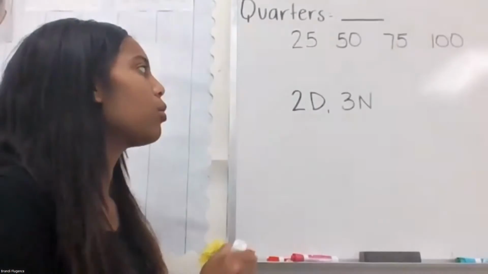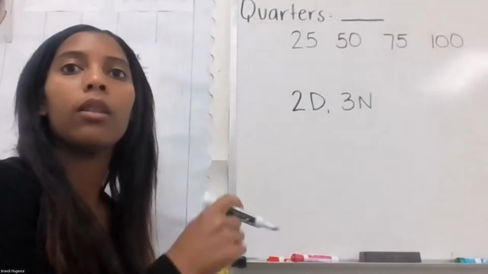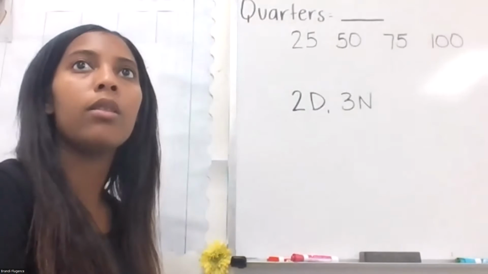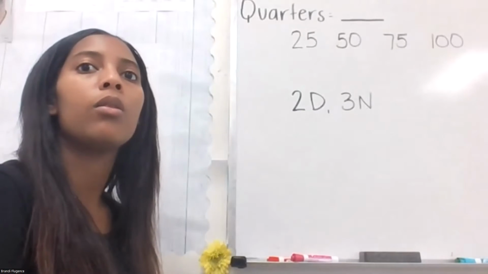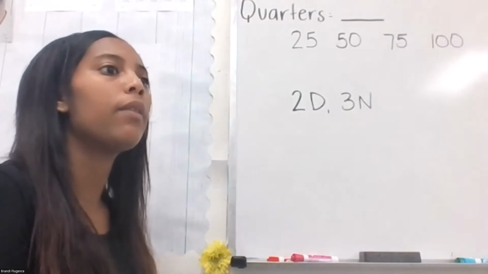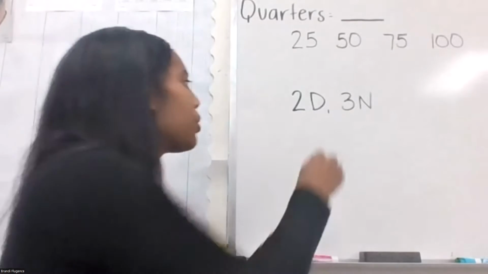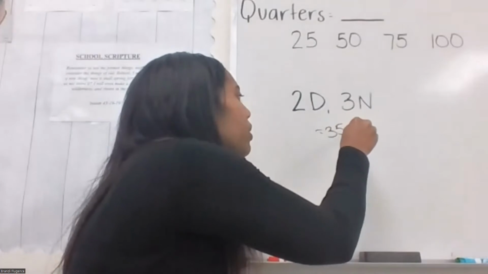Yeah, tell me how much. So 2 dimes, 3 nickels. Count it out loud. 10, 20, 25, 30. How much money? 35 cents. Awesome.